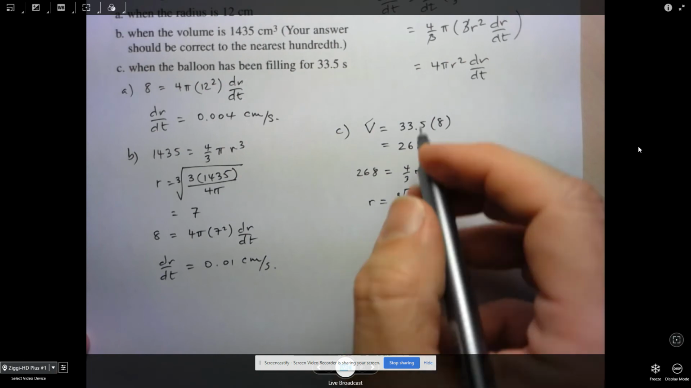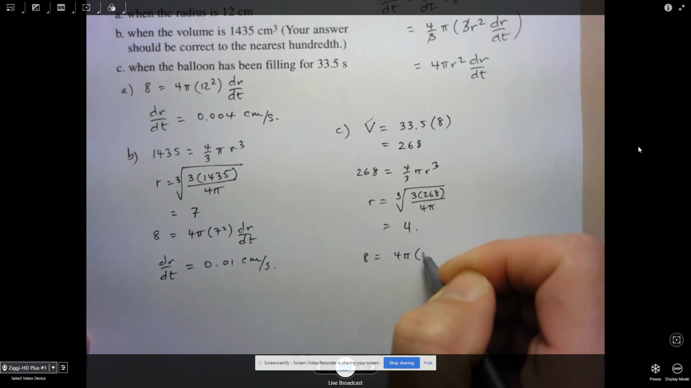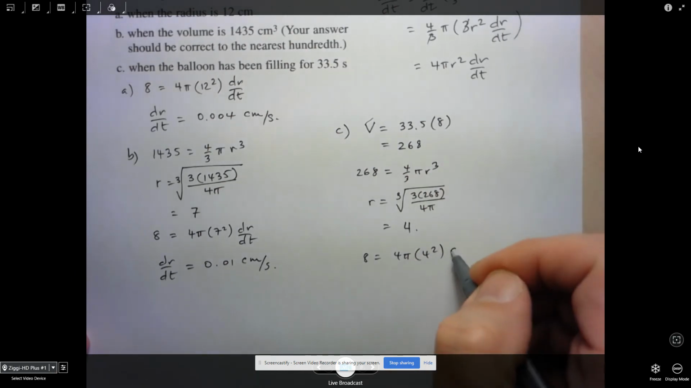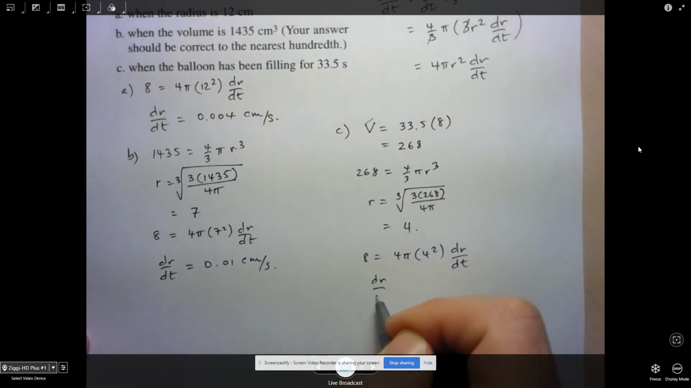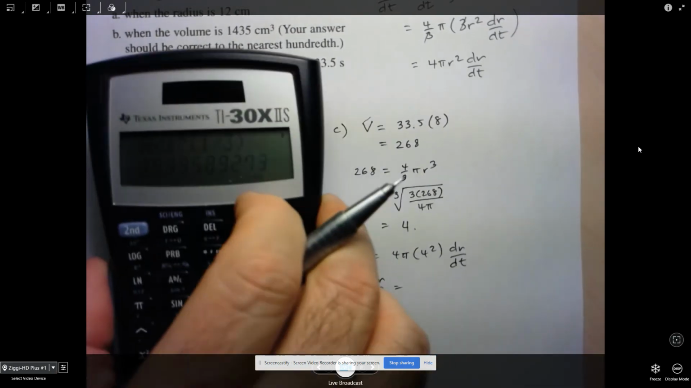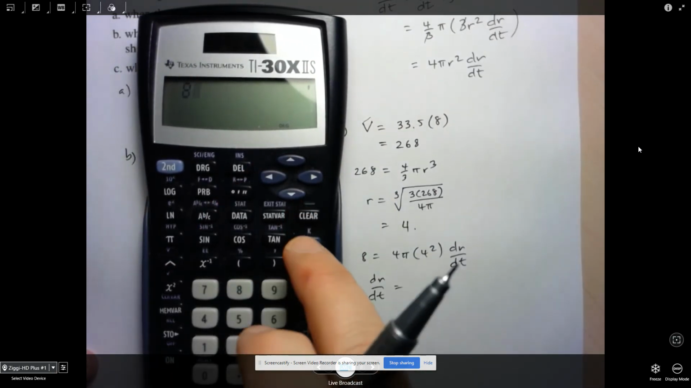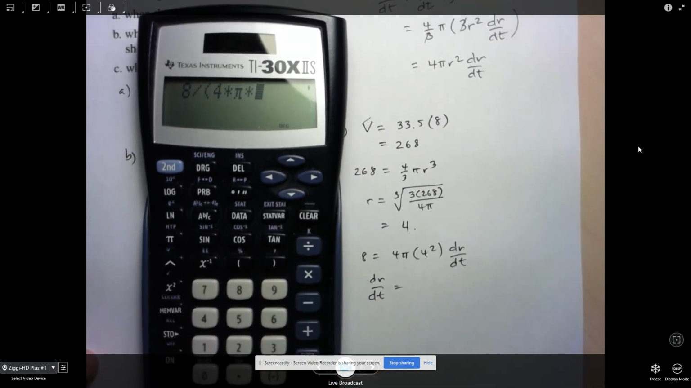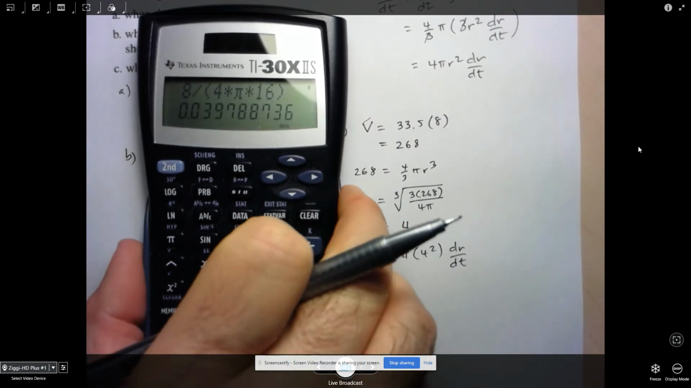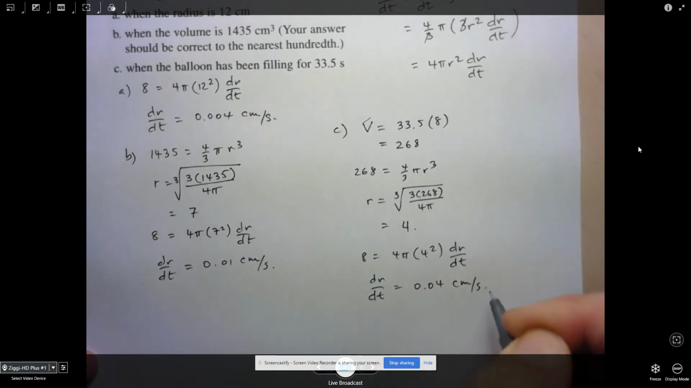And so now we can input this into our related rates equation. So we have 8 is equal to 4 pi times 4 squared times dr/dt. Okay, and so dr/dt is just going to be equal to, okay, so what do we have? We have 8 divided by 4 times pi times 4 squared, which is 16, and 0.04. Okay, so here's 0.04 centimeters per second.